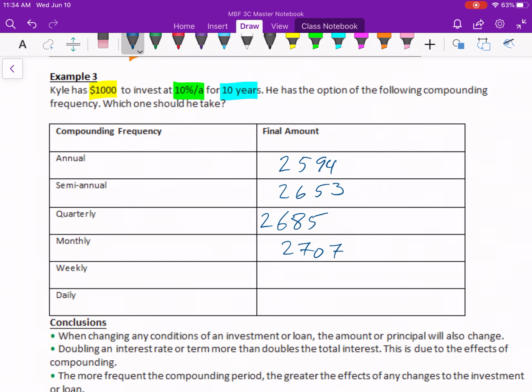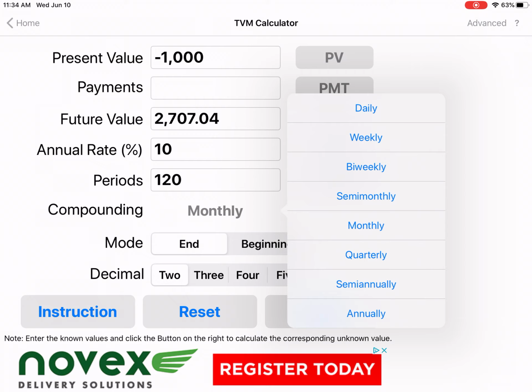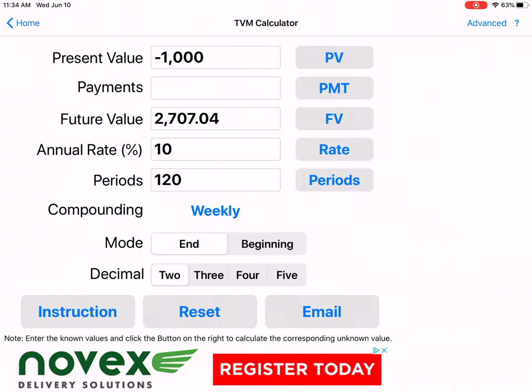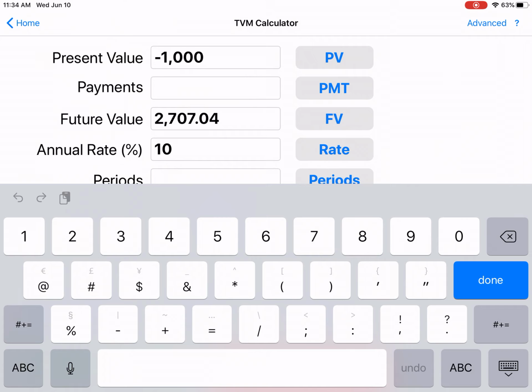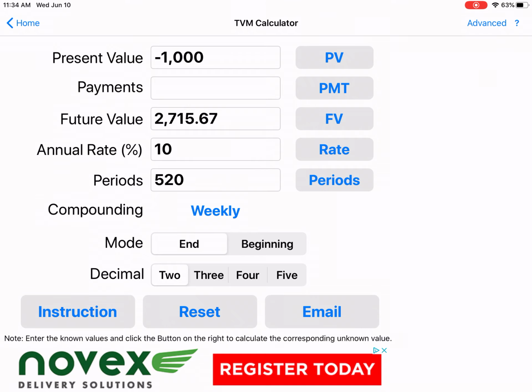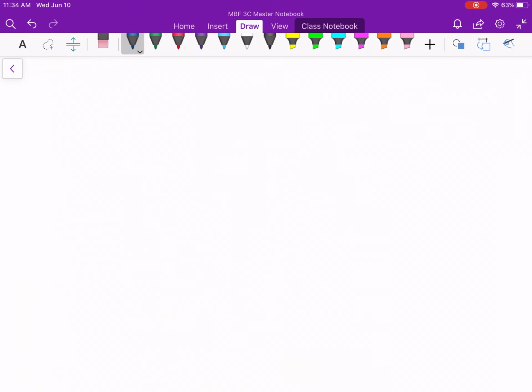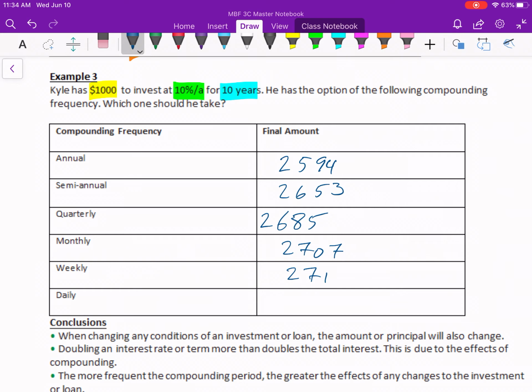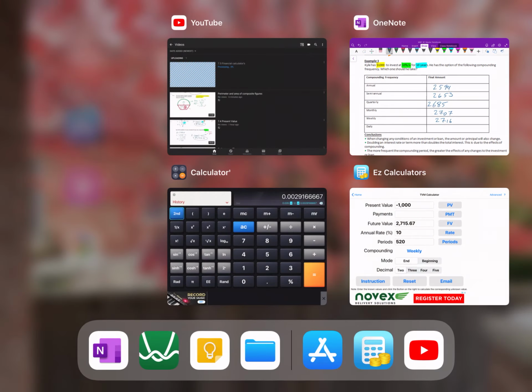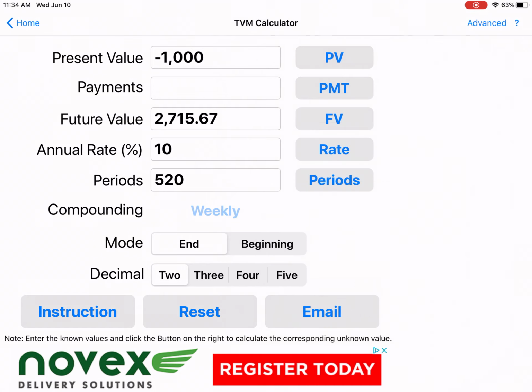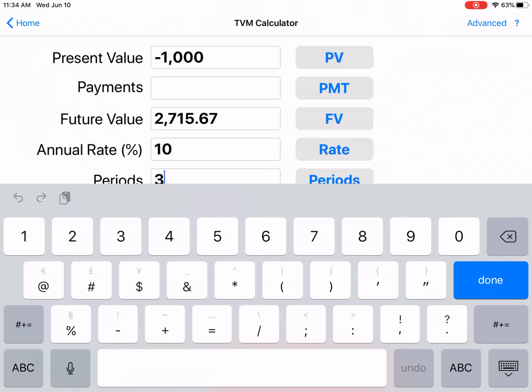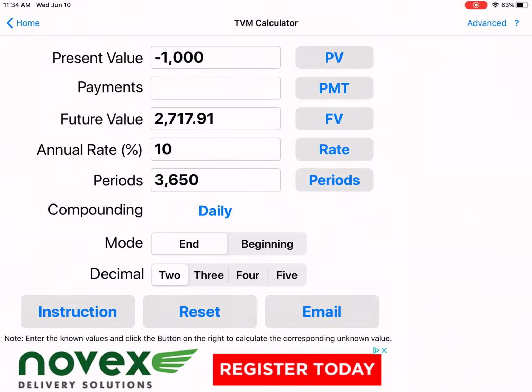Might as well do all of these ones because we can. There's only a couple left. So now we're up to weekly. Skip up to that one. 52 weeks in a year times 10 years is 520 periods. 2716. And finally, daily. That is a possibility. They could calculate the interest daily. There's 365 days in a year. So 365 days times 10 years is 3,650. And it's $2,718.